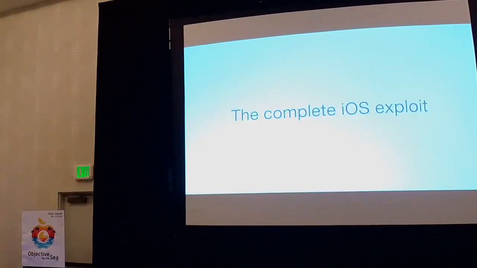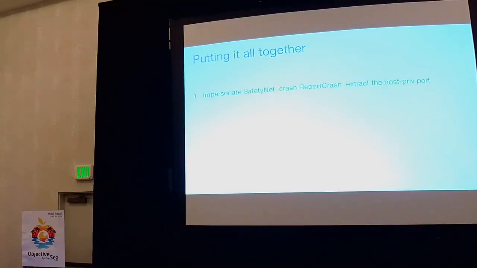And so finally, it's time for the complete iOS exploit. First, we're going to impersonate SafetyNet, crash ReportCrash, and get the host-priv port. Next, we impersonate CARenderServer, force Druid to start, and get Druid's task port. Then we combine the host-priv port with unsandboxed code execution inside of Druid to register ourselves as the new host-level exception handler for EXC_BAD_ACCESS.